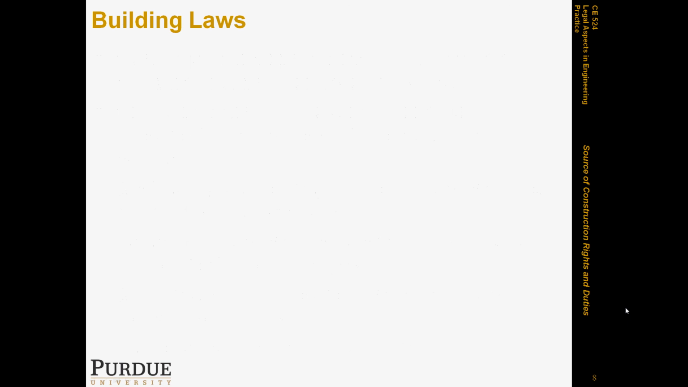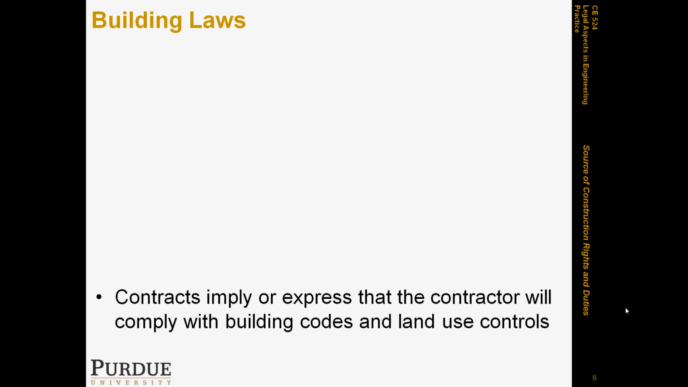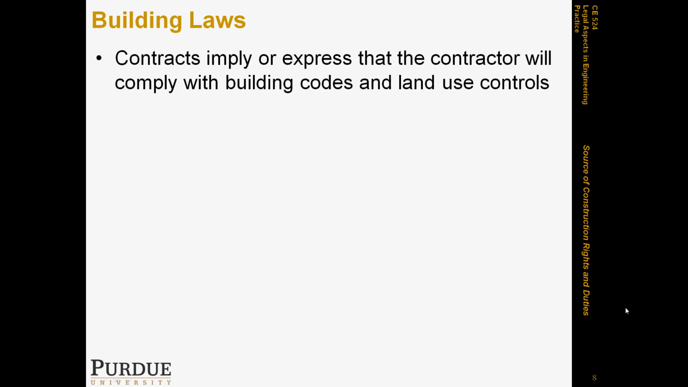Now, another source. Let's say there's a gap, and the gap is handled by some building laws. In general, contracts do employ, or sometimes even state expressly, that the contractor will comply with all building codes and land use controls. So basically, whatever is required by code is an obligation on the contractor.